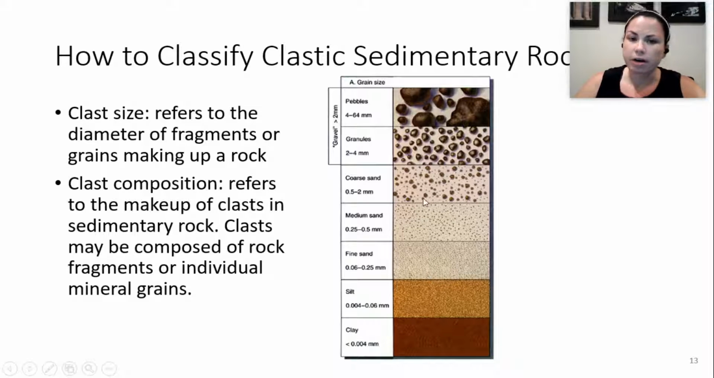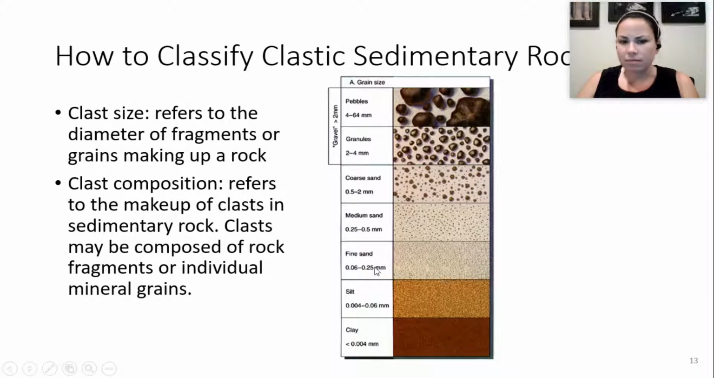So if you look at the chart over here, you can see that the grain size can be defined by these literal measurements of grains. So if you have a clast size of a pebble, that could be 4 to 64 millimeters. Things like a coarse sand would be 0.5 to 2 millimeters. And somewhere between a coarse sand and a medium sand, maybe fine sand is something that you'd be able to visibly see if you had those clasts in the palm of your hand.